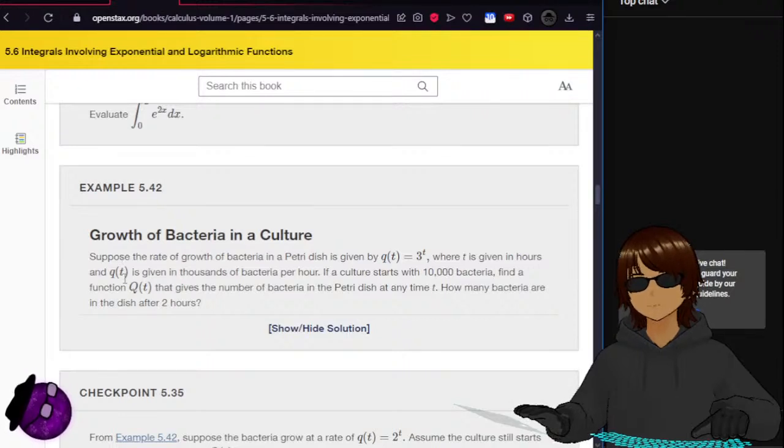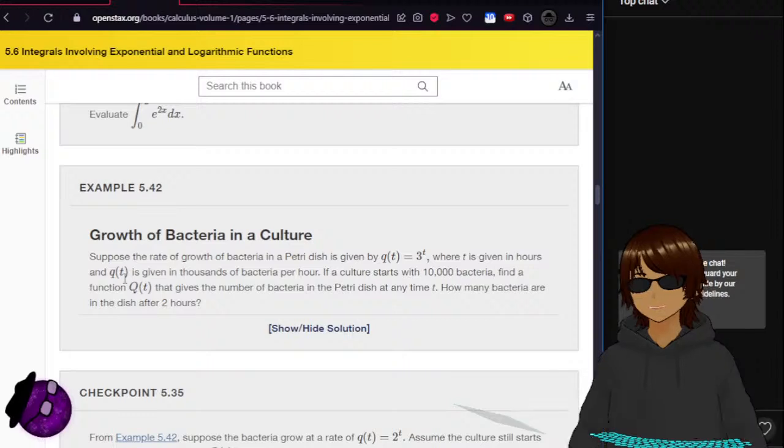Suppose the rate of growth of bacteria in a petri dish is given by 3 to the power of t, where t is given in hours, and q(t) is given in thousands of bacteria per hour. So when q(t) is equal to 1, that is 1,000 bacteria per hour, a gain of plus 1,000 bacteria per hour. If a culture starts with 10,000 bacteria, find a function capital Q(t) that gives the number of bacteria.